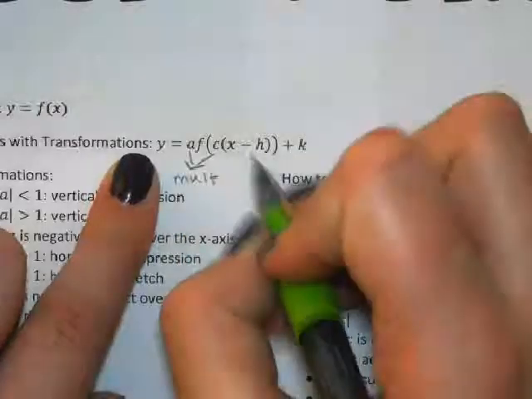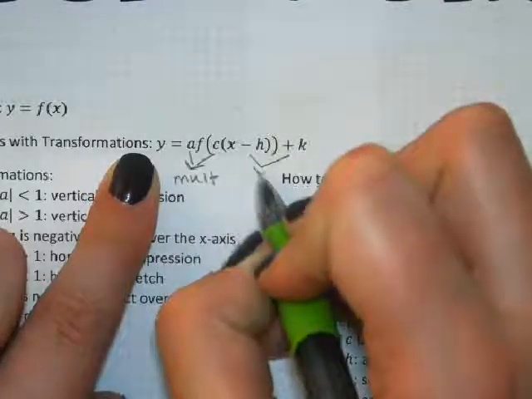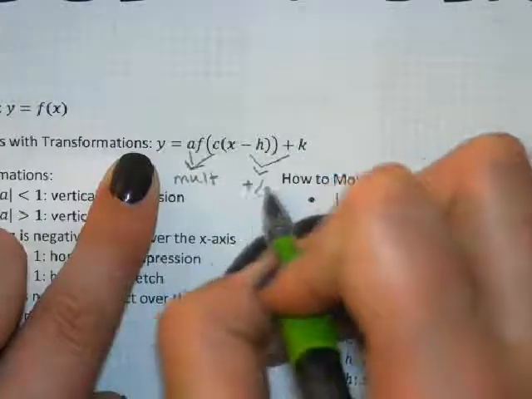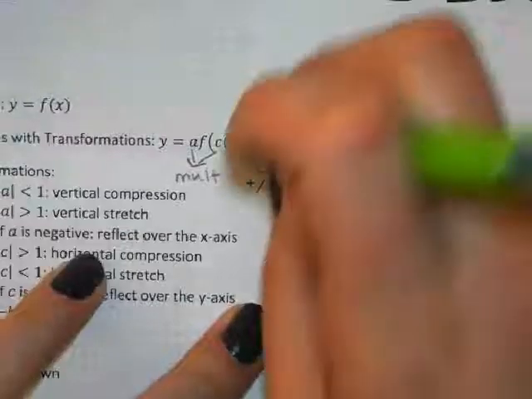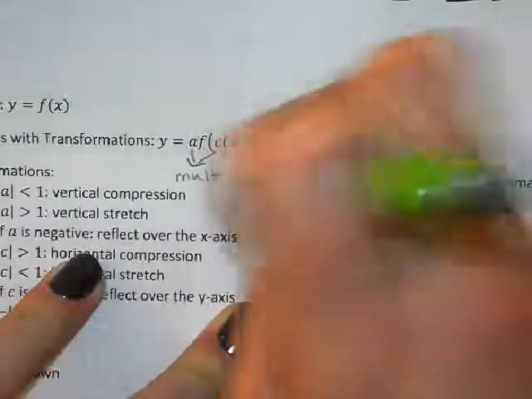And then the H and the K, those are always things you add or subtract. I don't know what I'm trying to do with that arrow. I'm going to fix that. But those are things you add or subtract because you're moving left, right, or up, down.